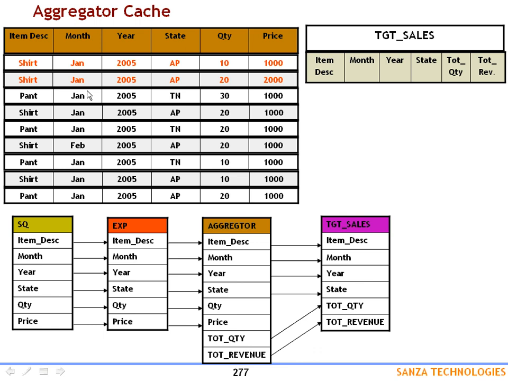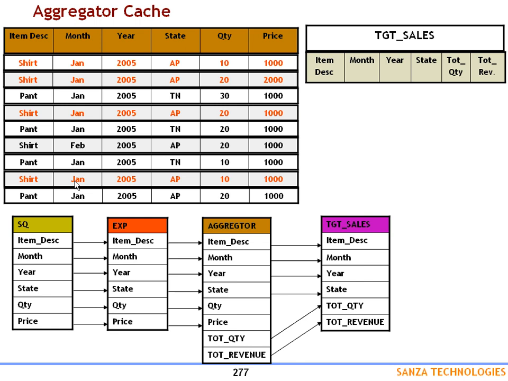Then fourth record, shirt January 2005 AP is the same, so it will mark it. Then fifth record, not the same, skips it. Sixth record, shirt February, not the same combination, skips it. Then pant January, not the same, skips it. Then shirt January 2005 AP, same combination, marks it. Then checks for the next record, not the same combination.